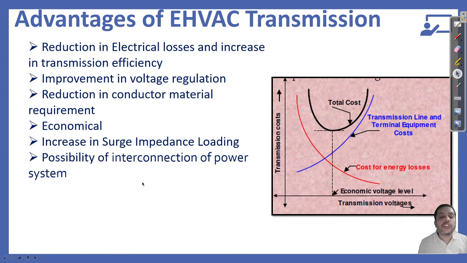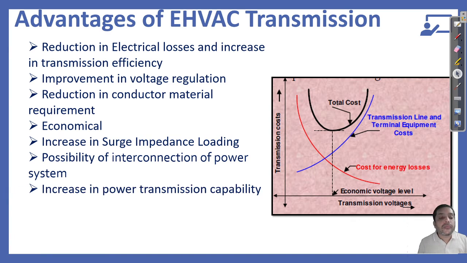Possibility of the interconnection of the systems. In high voltage, as the voltage is matched easily at the EHV substations, we can connect different generating stations together with the EHV line. That is, the Chandrapur station can be connected with the Koyna substation, and also with the Tarapur nuclear plant, with the help of a high voltage transmission line, because the terminal voltage is approximately constant for that. Then, increase in power transmission capability.